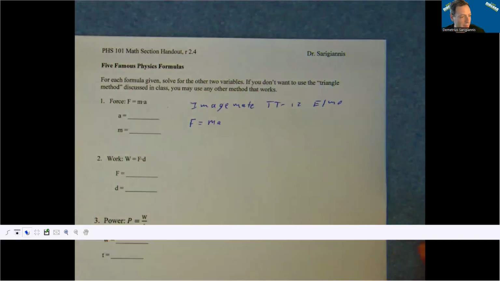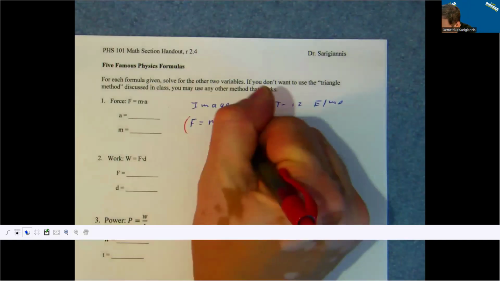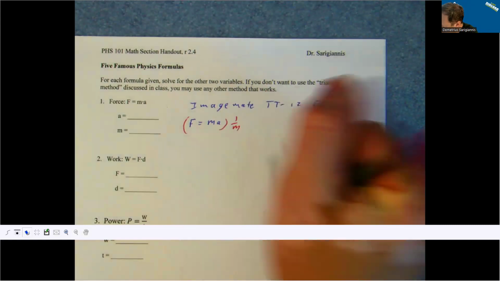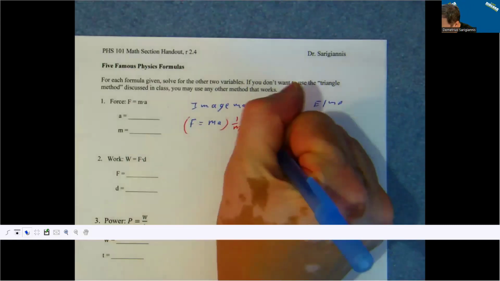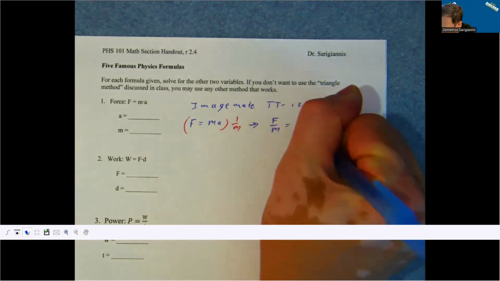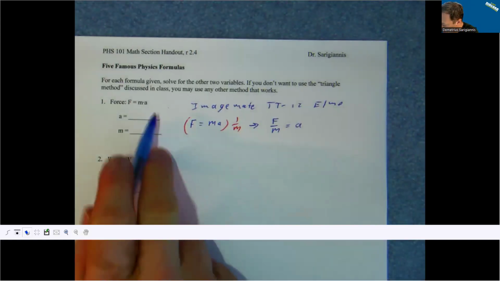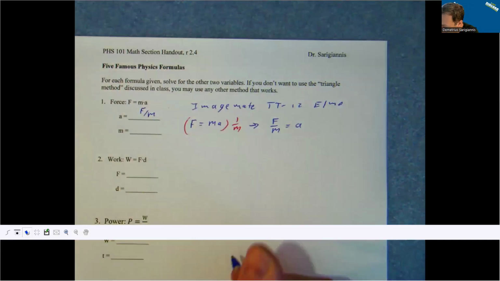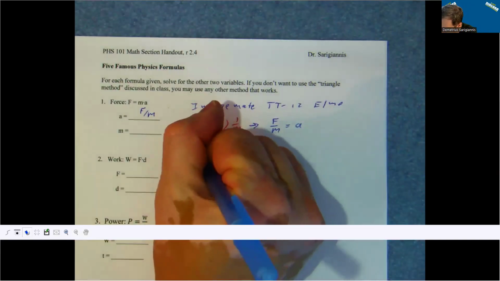You can see if we have this equation, we want to get A by itself. You can divide both sides by M. This gives us F over M equals A. That's going to be F over M. And then we can solve for M.